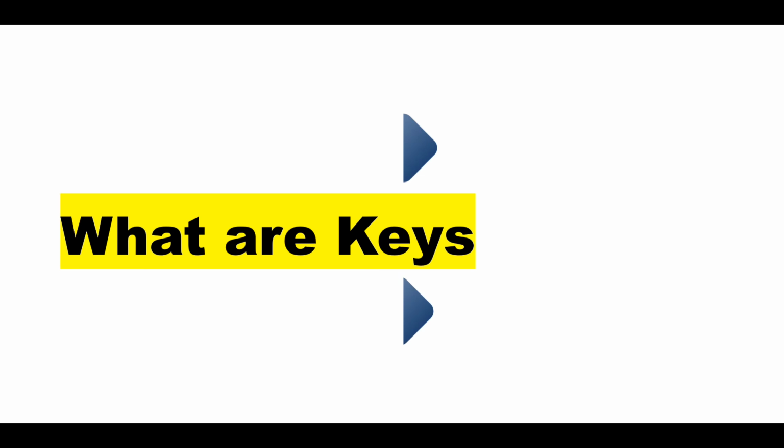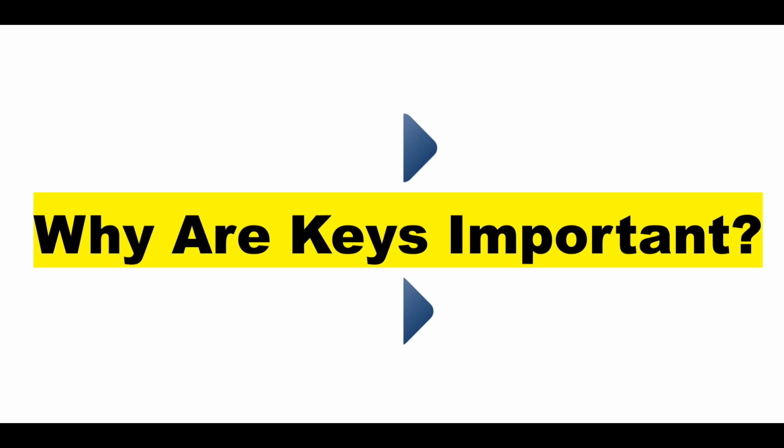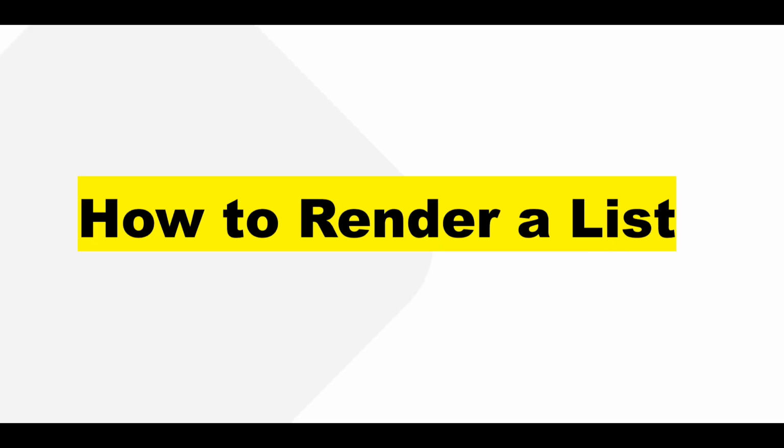Next, how to render a list. To show a list in React, you use something called the map function. This function goes through each item in our list and lets you create a new list of elements to display, like showing a list of fruits. Previously I showed using a map function, right? This is all about lists and keys in React.